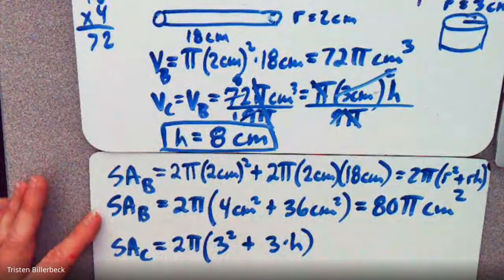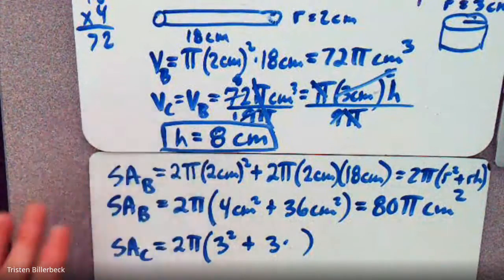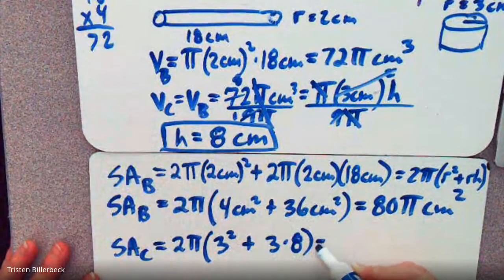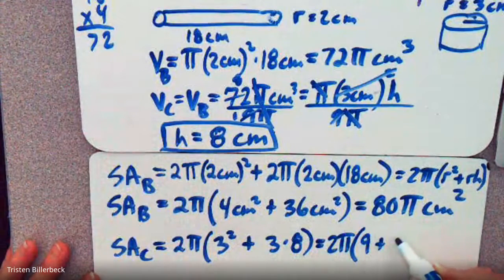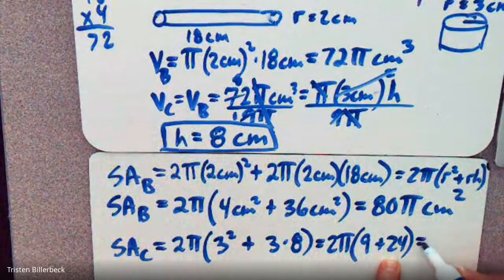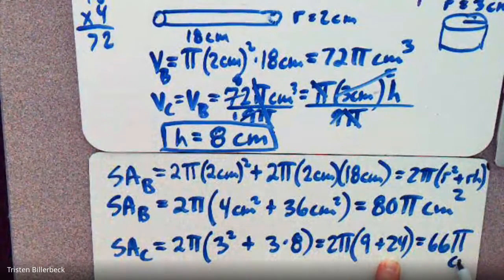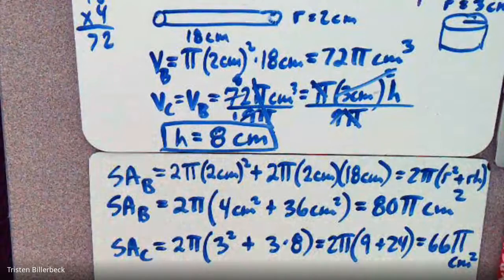Okay, oh, we do know the height. We found it. Right here, that's the height, 8. Okay, so we have 2 pi, and then we have 9 plus 24. 3 times 8 is 24. So in here, we have 33 times 2, which is 66 pi centimeters squared. Okay, so that's not too bad.